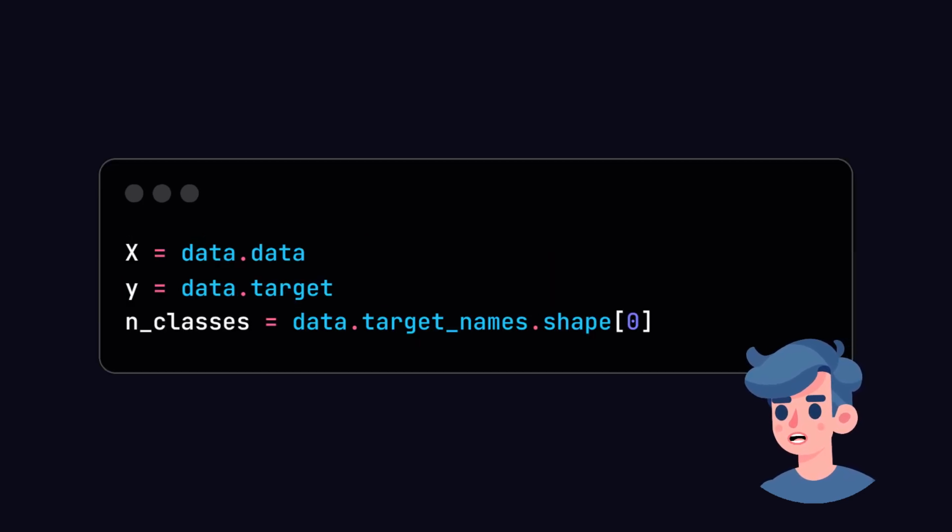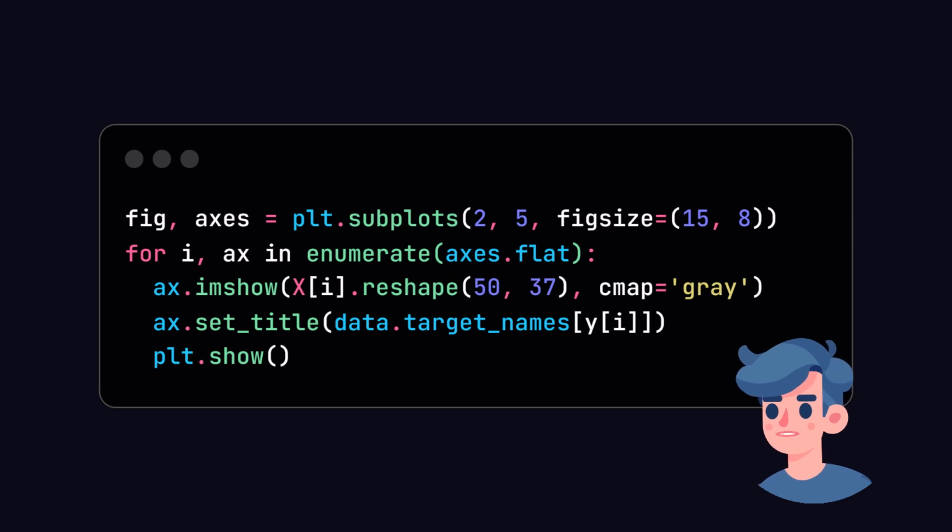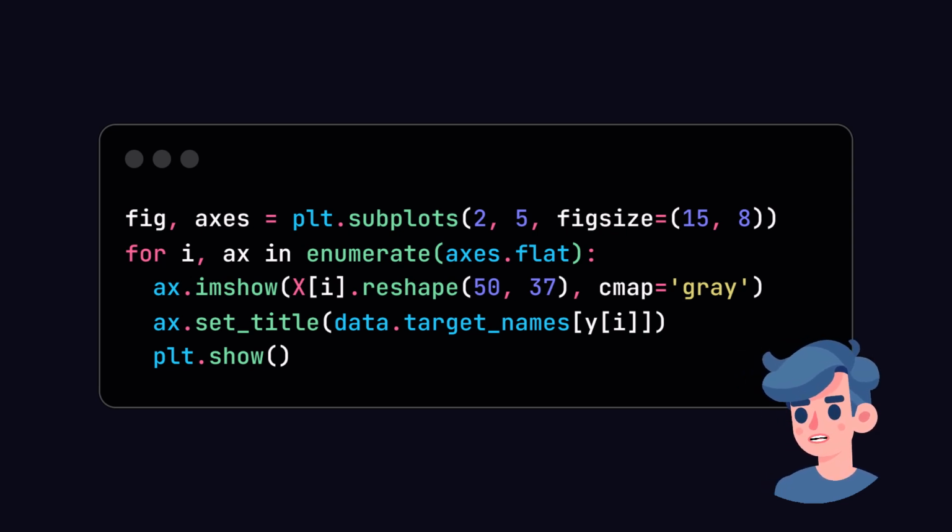Once we have our data loaded, let's explore its structure. This dataset contains images and their corresponding labels. We can access the images using data.images and the labels using data.target. To visualize the dataset, let's plot a few images using Matplotlib. This will give us an idea about what our data looks like before we proceed with the training process.